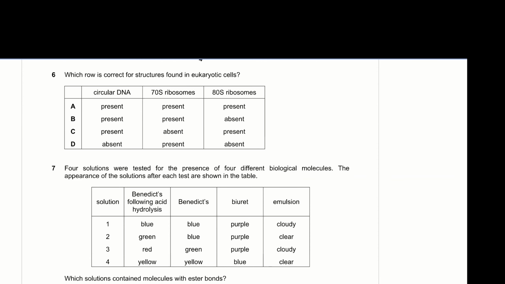Question number 6. Which row is correct for structures found in eukaryotic cells? To start with, circular DNA. This is correct. In case it's an animal cell, it's only found in the mitochondria. If it's a plant cell, then it's found in the mitochondria and the chloroplasts. So it's correct, and both of them are eukaryotic cells. So it's present. 70 S ribosomes. As we said, they are present in mitochondria if it's an animal cell, and present in both chloroplasts and mitochondria if it's a plant cell. 80 S ribosomes, they are present in the nucleus and the cytoplasm. So the answer is going to be A.